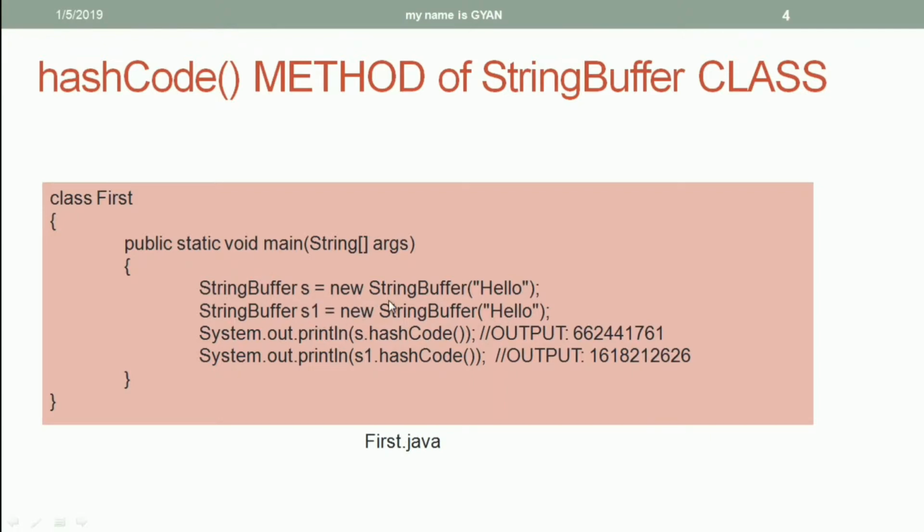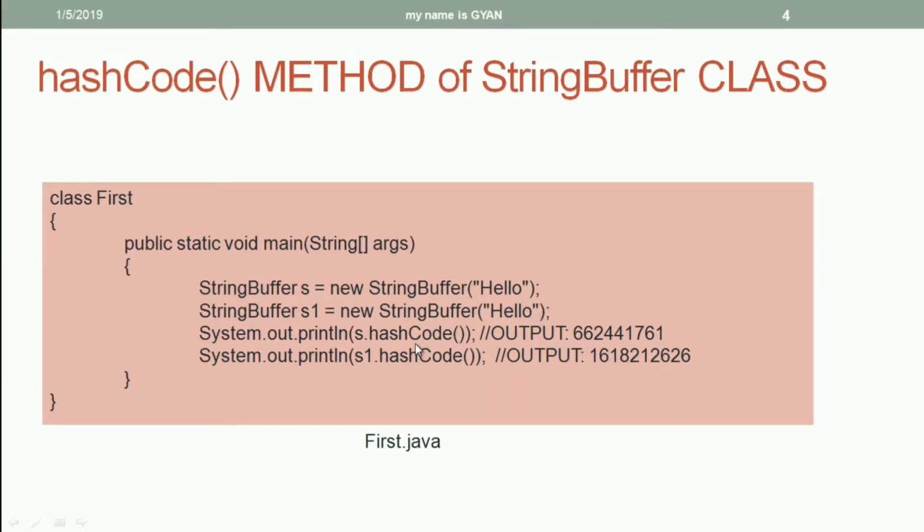The two StringBuffer objects will be created in the heap, whose references are stored into different reference variables of type StringBuffer. We are calling the method hashCode by using the reference variable s, and then we are calling the method hashCode by using the reference variable s1. Here in this case, the content of the two StringBuffer objects is the same. But even if the content in these two StringBuffer objects is the same, the hashCode returns two different integers.